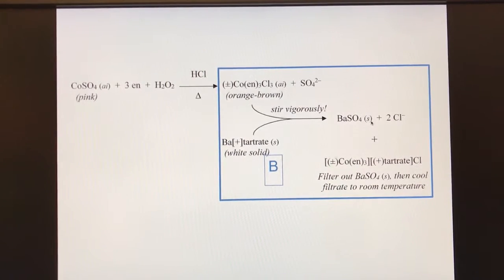So we have a precipitate forming. This is not your product. In fact, this is the opposite of the product because you want to get rid of all the barium sulfate that you can. This is not easy. This is where I want you to be very careful as you are following that filtration step.